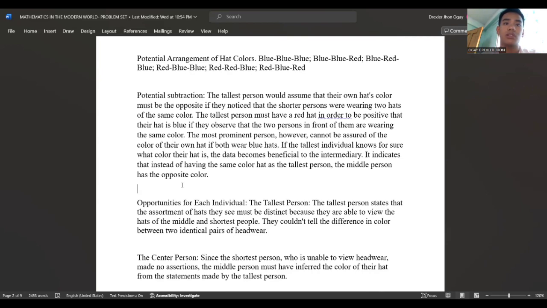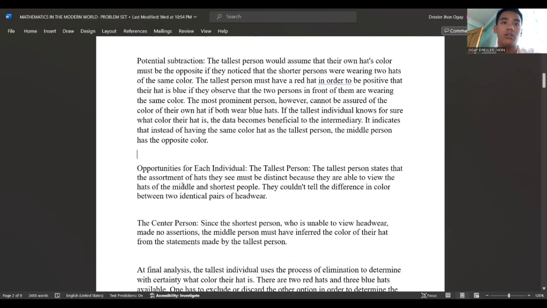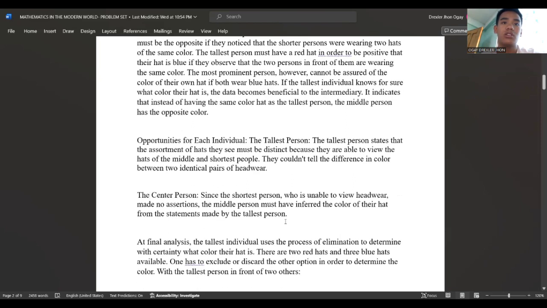they see must be distinct because they are able to view the hats of the middle and shortest people. They couldn't tell the difference in color between two identical pairs of headwear. And the center person said, since the shortest person who is unable to view headwear made no assertions, the middle person must have inferred the color of their hat from the statement made by the tallest person.